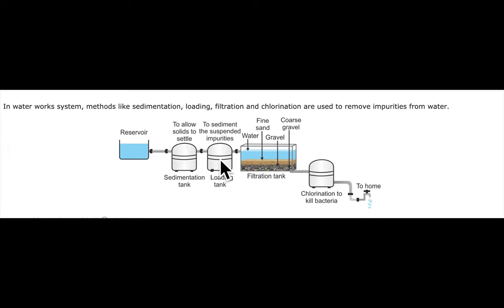Then it passes to the loading tank where the suspended impurities settle, and then it passes to the filtration tank, in which water is filtered through fine sand, gravel and coarser gravel. Then it passes to another tank, the chlorination tank, where chlorine and ultraviolet rays are passed to kill the bacteria, and then it passes for the supply to the homes. So in a waterworks system, methods like sedimentation, loading, filtration and chlorination are used to remove impurities from water.